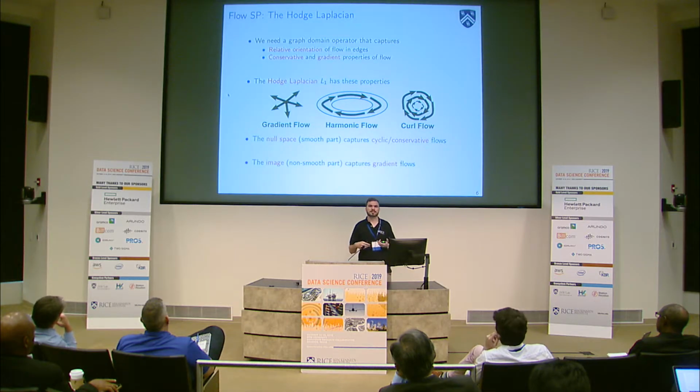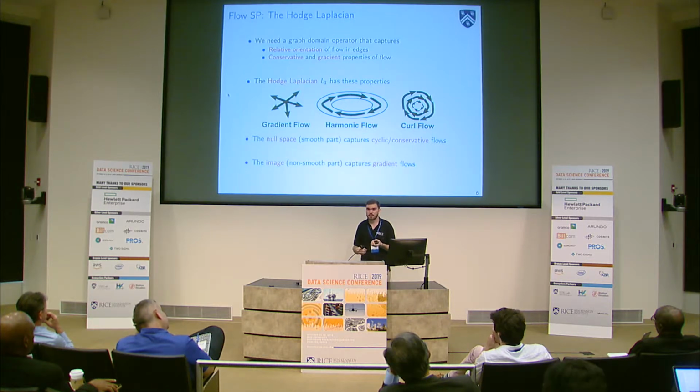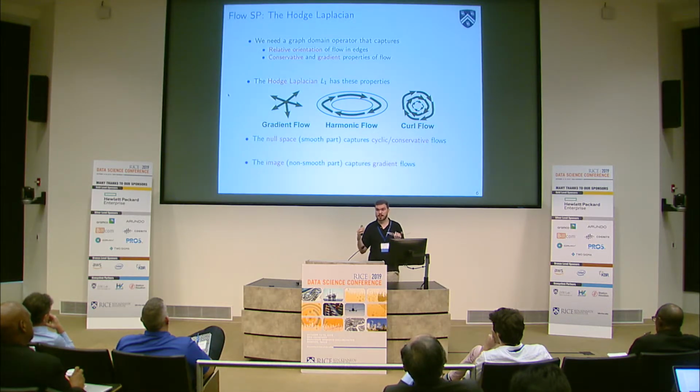And then it captures these properties of conservatism or gradientness, right? So a gradient flow is characterized by sources and sinks, where flow goes from a source to a sink. And these conservative flows, which are captured by harmonic and curly flows, are characterized by cycles, which is what we talked about earlier. And so in the Hodge Laplacian, the null space of this operator, which is smooth, is conservative, and the image, or the non-smooth part, is gradient.